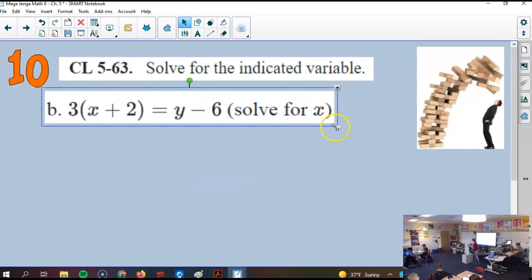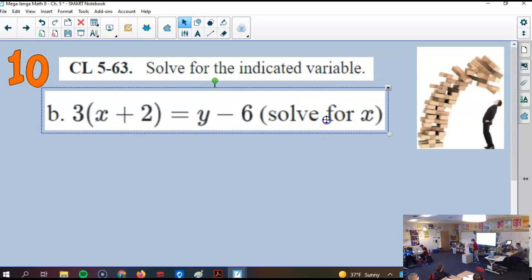63B, solve for x. So obviously you won't have a single number at the end. It will involve y.